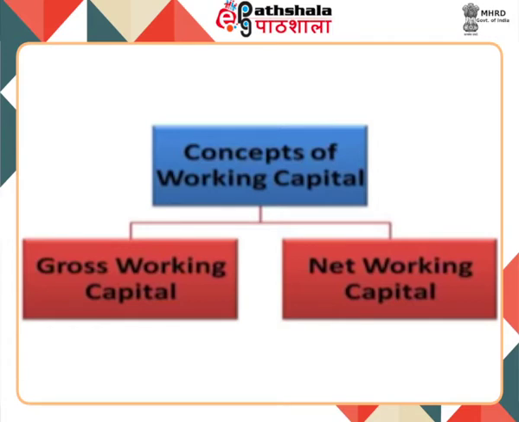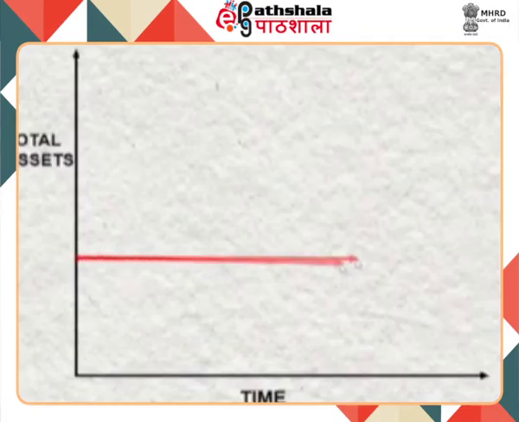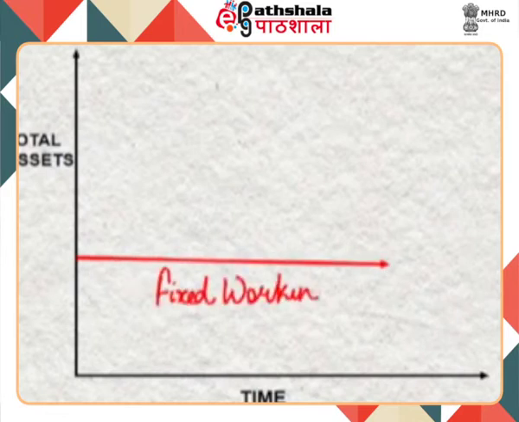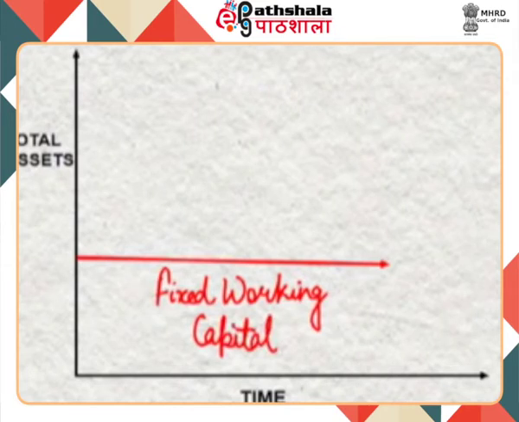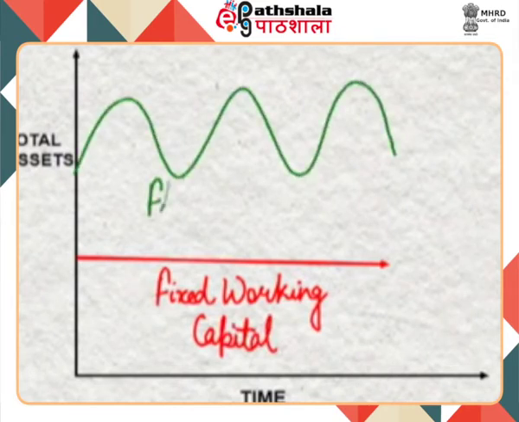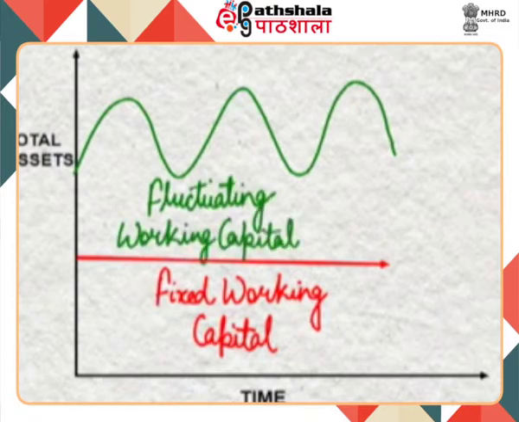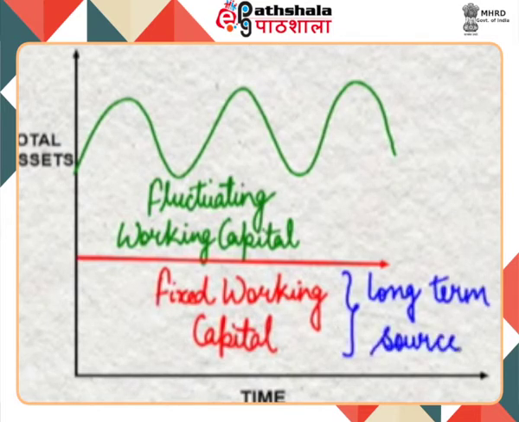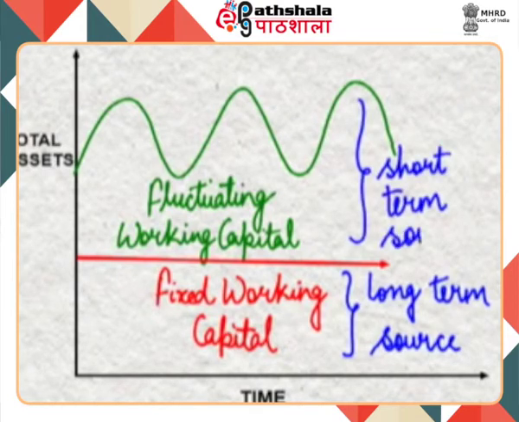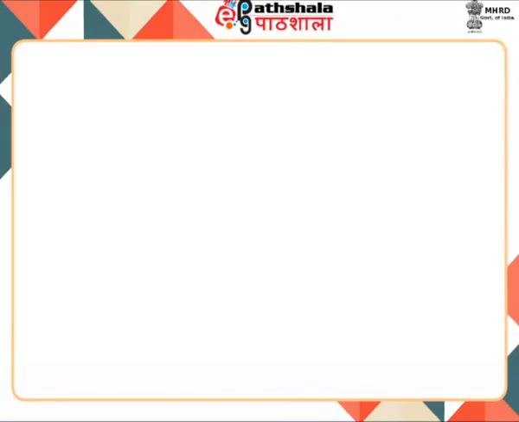There are two types of working capital required by a company. One is the permanent working capital, which is the minimum amount required to hold current assets on a continuous basis. And the second one is fluctuating working capital, which keeps increasing or decreasing depending upon the level of activity of business. Permanent working capital is generally financed through long-term sources of finance, and fluctuating working capital is financed through short-term sources. We shall now discuss the importance of working capital.